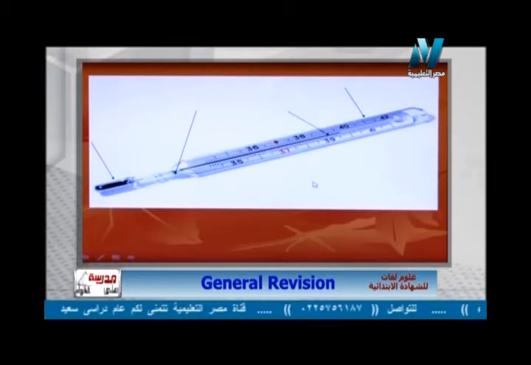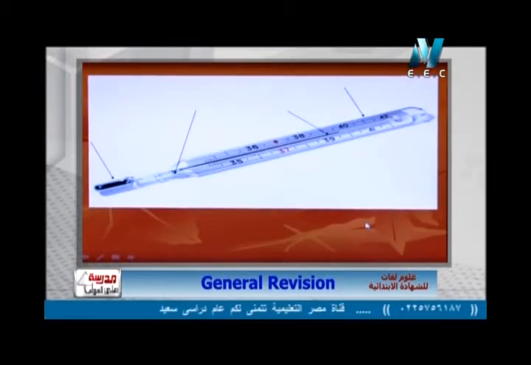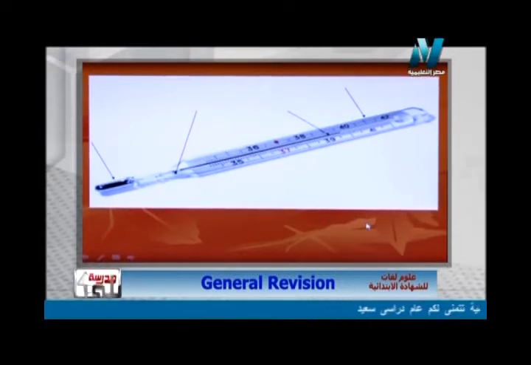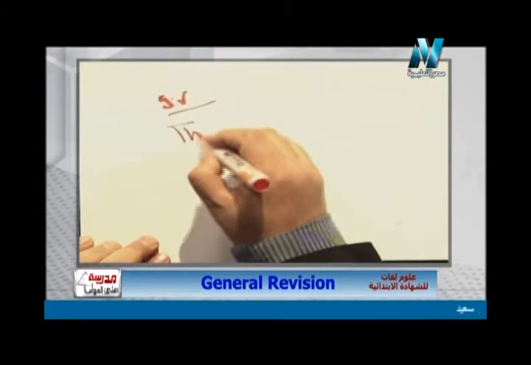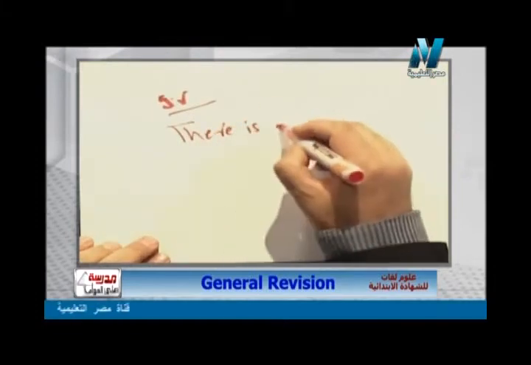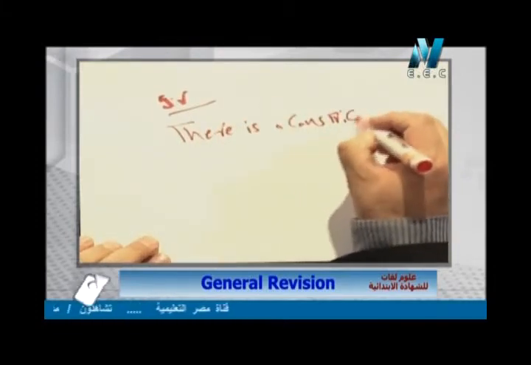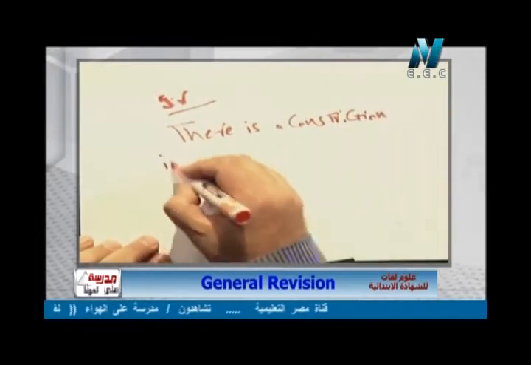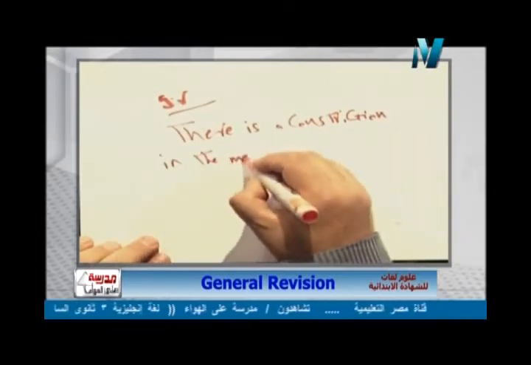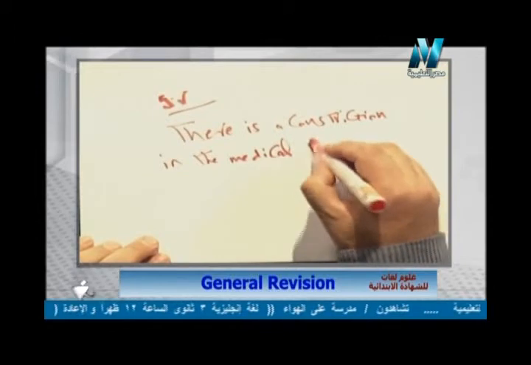So here I have a very important give reason. Let me write it please. The question says that give reason, نكتب مع بعض. Give reason there is a constriction. يعني ليه في اختناق. There is a constriction in the medical thermometer.